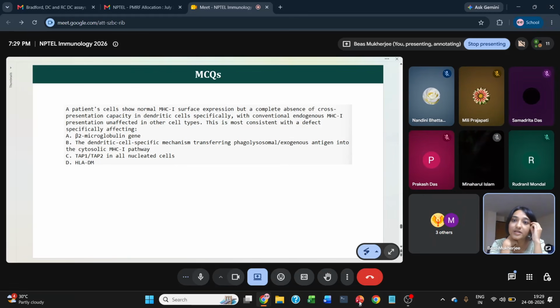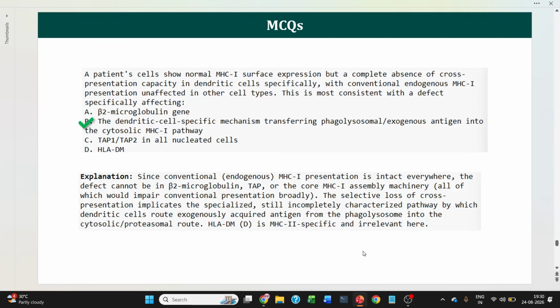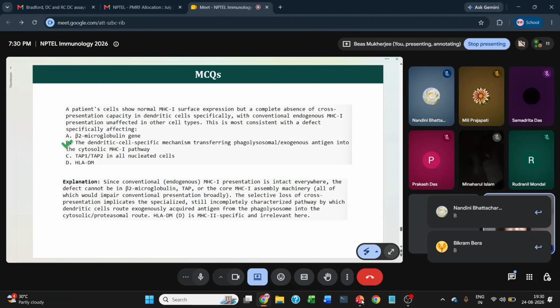Now, a patient's cells show normal MHC-I surface expression but a complete absence of cross-presentation capacity in dendritic cells specifically, with conventional MHC-I presentation unaffected in other cell types. This is most consistent with a defect specifically affecting... Correct. So the crosstalk between your type 1 and type 2 MHC is not happening properly, right? And that is why B is the right answer.